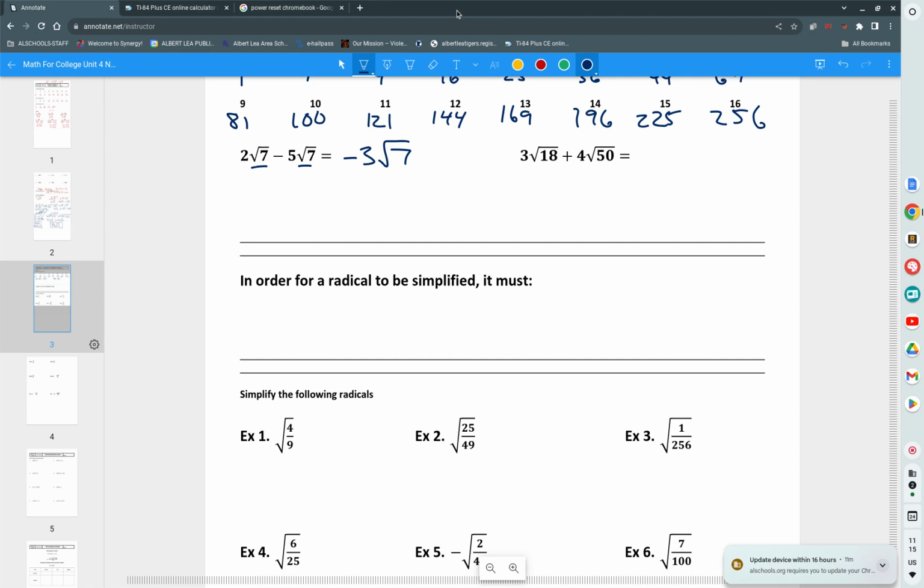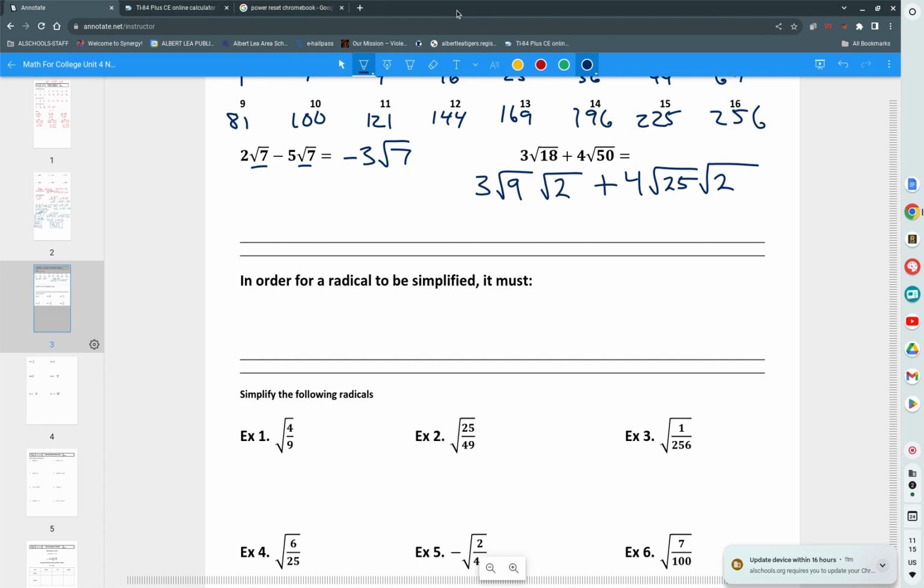Can I add the next two? No. I have the square root of 18 and I have the square root of 50. So I need to simplify these first to see if they have a common radicand. Square root of 18 divides up in what two parts? 9 and 2. We like 9 and 2 because 9 is a perfect square. If you would choose 6 and 3, those wouldn't work because neither 6 nor 3 is a perfect square. What's a perfect square that divides evenly into 50? You have 25 and 2.